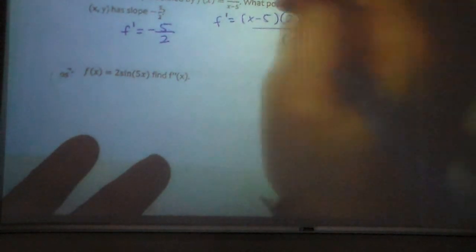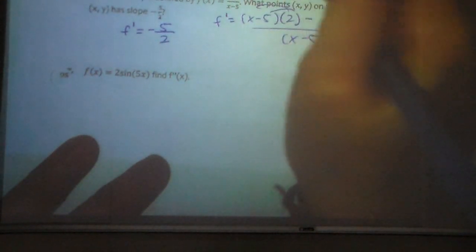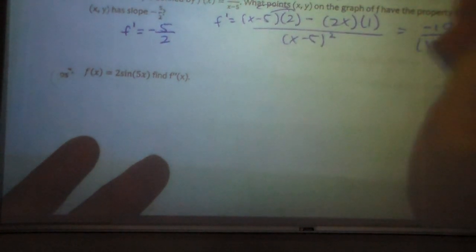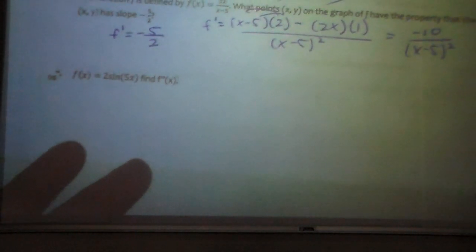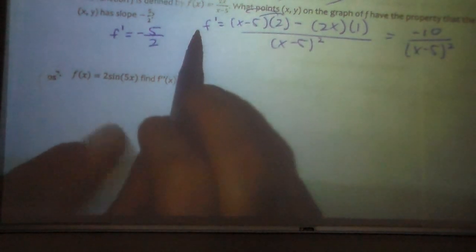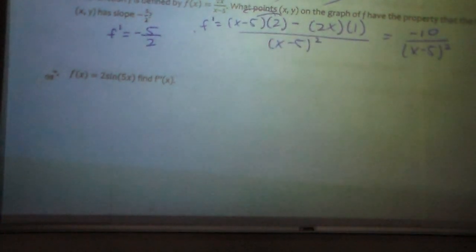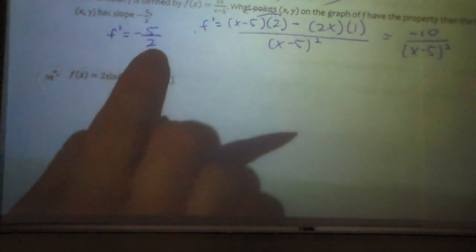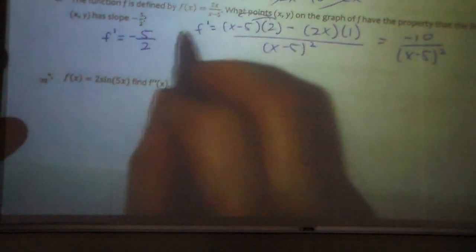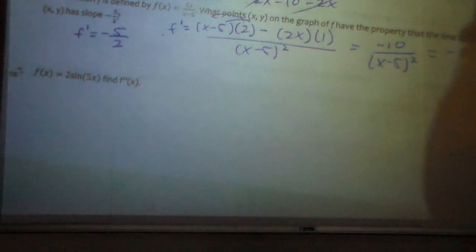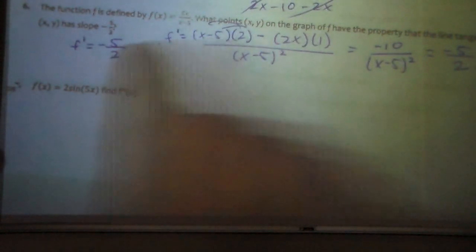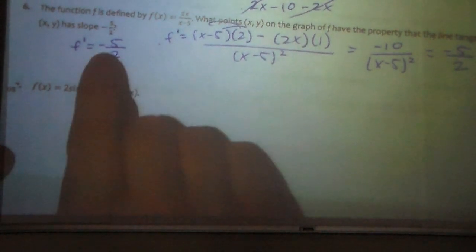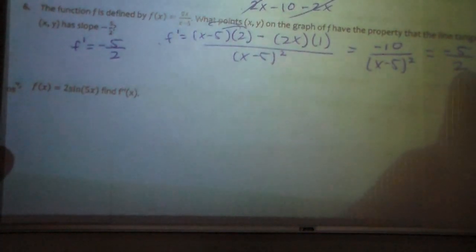So that just becomes, distribute the 2, that's 2x minus 10 minus 2x. So then you're left with -10 over (x minus 5) squared. So this is my f prime. I'm asking what points is the slope, is the f prime, equal to -5/2. So I'm going to take my derivative and set it equal to -5/2, because I'm looking for what x value does the derivative equal this. So I set the derivative equal to that.